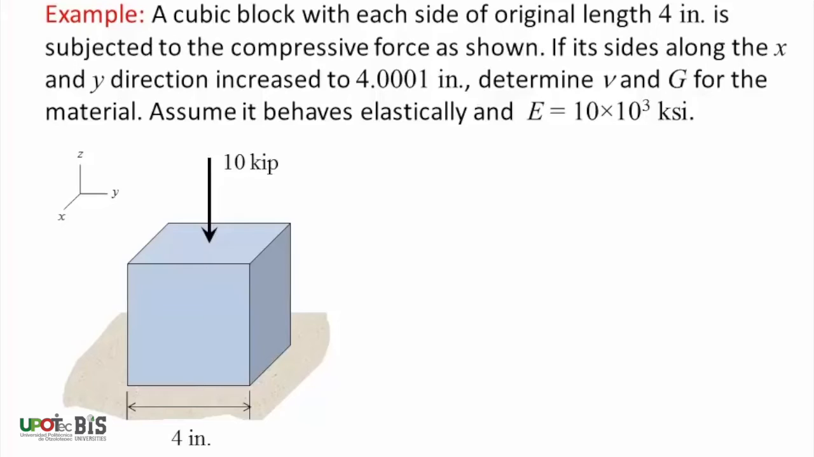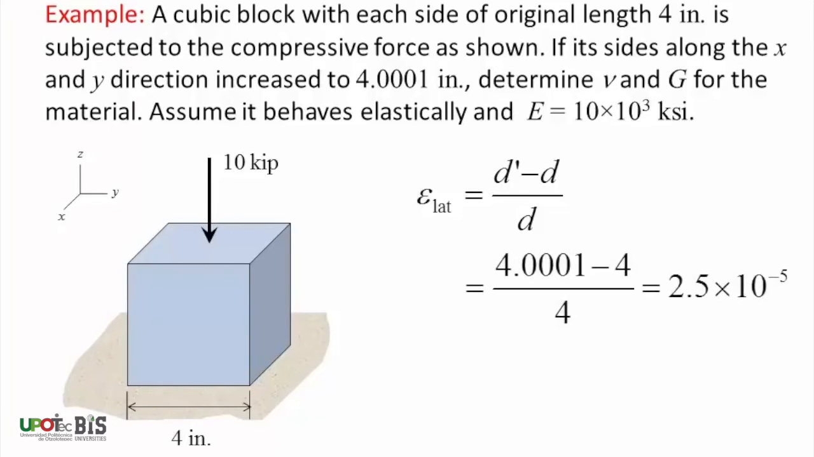Therefore, the x and y directions are both lateral directions, and according to the given information on the size change, epsilon lateral equals the new dimension minus the old dimension divided by the old dimension. In this case, new size 4.0001 inch minus 4, divided by the original 4 inch, and that equals 2.5 times 10 to the negative fifth power, and that is dimensionless. Don't forget, both normal strain and shear strain are dimensionless.